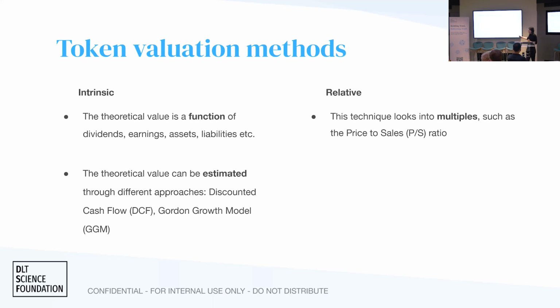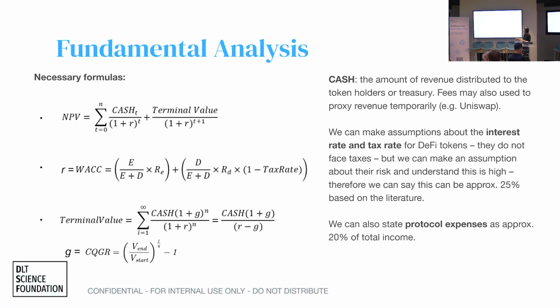One is the intrinsic valuation method, where we look at the fundamentals of protocols. Basically, we examine the financial reports and the historical financial data of different protocols. The other is a relative valuation method, where we look into multiples such as price to sales ratio and so on. Here, fundamental analysis involves a bit of math, but quite trivial, a basic valuation method. The general idea is that we're just using NPV.